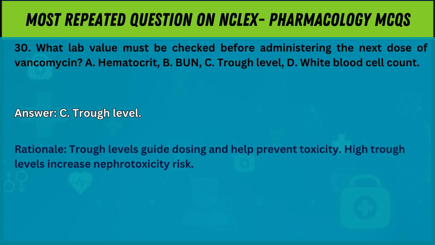30. What lab value must be checked before administering the next dose of vancomycin? A. Hematocrit. B. BUN. C. Trough level. D. White blood cell count. Answer: C. Trough level. Rationale: trough levels guide dosing and help prevent toxicity. High trough levels increase nephrotoxicity risk.